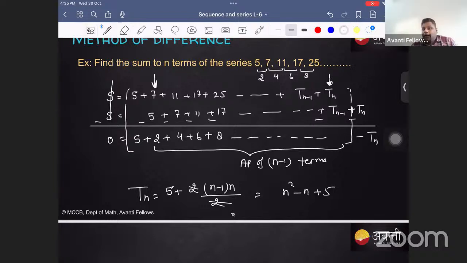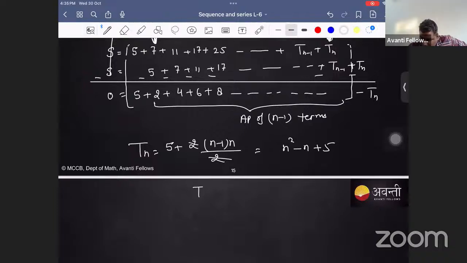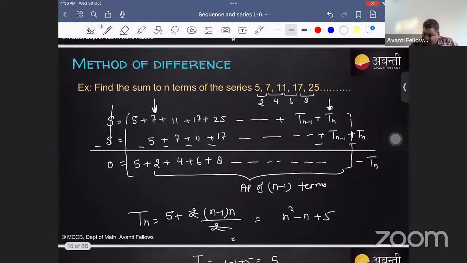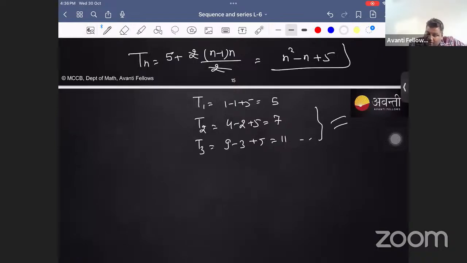Am I clear? Now, do not believe that whatever you have done is necessarily okay, at least in this kind of question where too much calculation is involved. So what do we do now? Make a cross check. According to this, what is T1 you are getting? 1 minus 1 plus 5, that is 5. What is T2? 4 minus 2 plus 5, that is 7. What is T3? 9 minus 3 plus 5, 11, and so on. These are indeed the first 3 terms, which means the nth term that you figured out is completely fine. So this is your Tn.